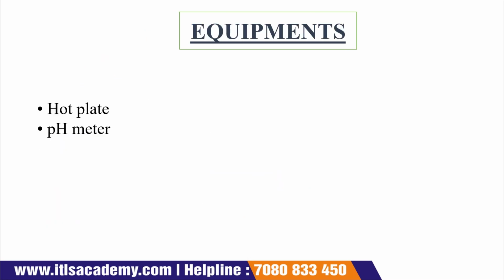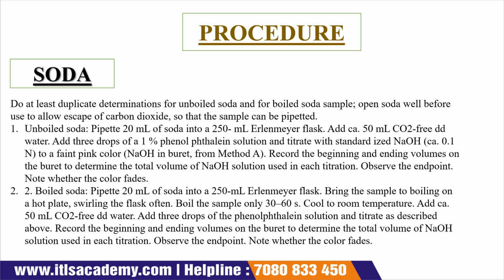Now the next one is the equipment. Here we require two pieces of equipment: one is a hot plate and one is a pH meter. When we use this pH meter it should be calibrated. How we calibrate this pH meter, the video related to this experiment is already uploaded in our account. You can go and see the video of this experiment.